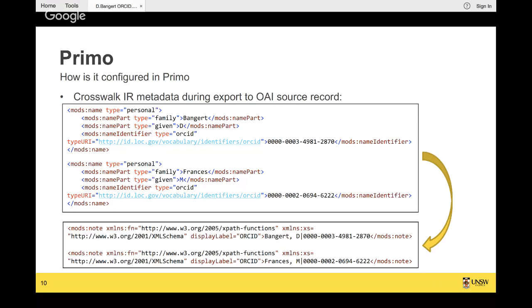The second box shows the crosswalk results of the name elements in MODS, where we merge the 3 name parts into a single name string that consists of last name, initial of the first name, and ORCID ID. And all are separated by the pipe character. And then we put this single name string into the MODS name element.